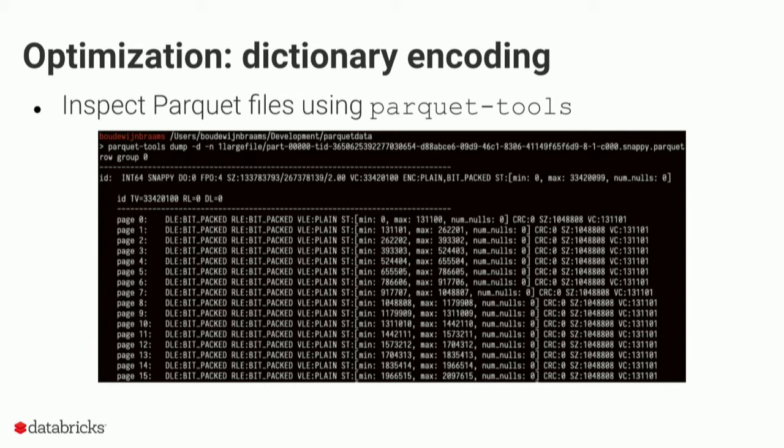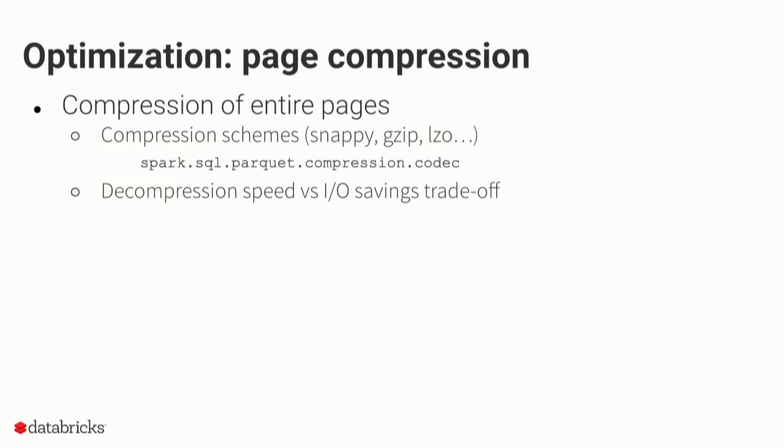So in this case, I ran it on a file that I have, and it shows me that I have a row group 0 with a column ID, and within that column, I have all these data pages. In this case, it's not actually dictionary encoded. As you can see, there's VLE in the middle, and that's the value encoding, and it says plain. But that's because this is a primary index column, so all the values are unique, so it doesn't make any sense to dictionary encode them.